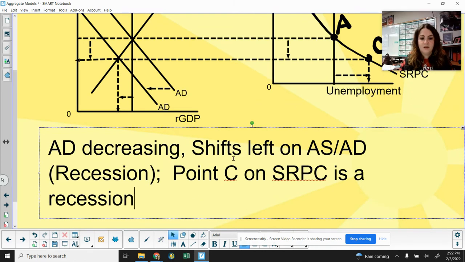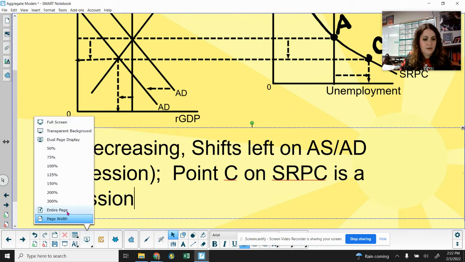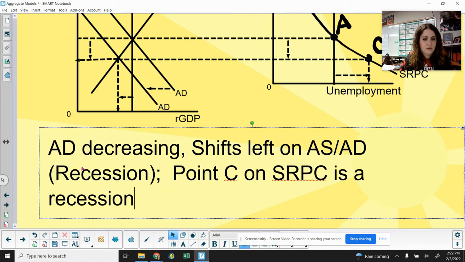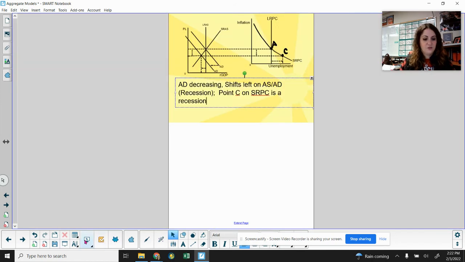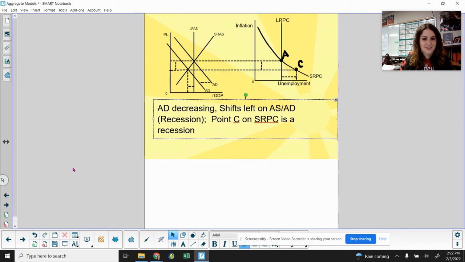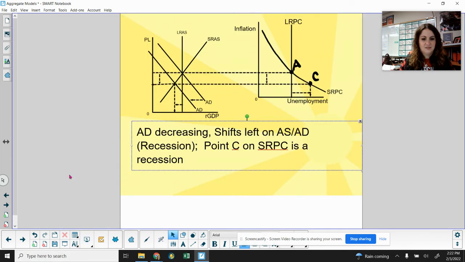So point C, let me zoom out a little bit. Okay, that's a little bit better. So shifting inwards on aggregate demand creates a downwards movement from A to C. So when aggregate demand shifted to the right, it was a movement up. When aggregate demand shifted to the left, it's a movement down.